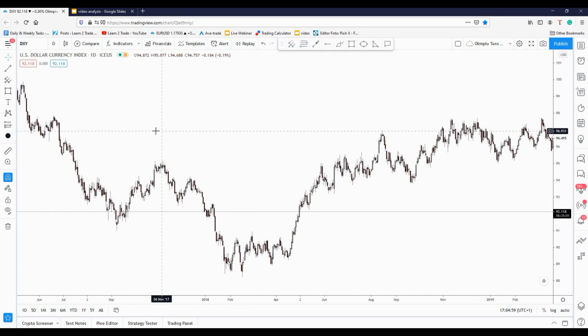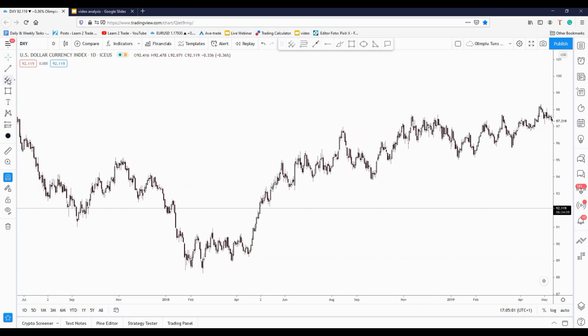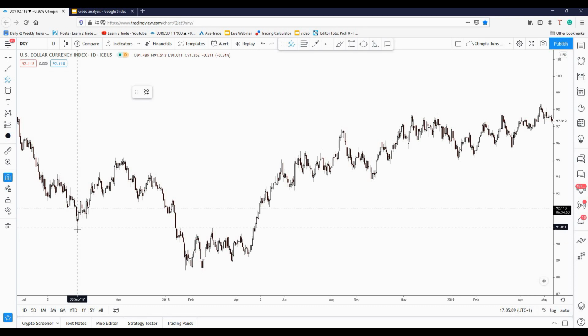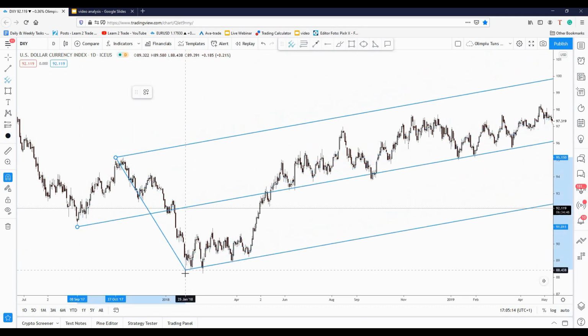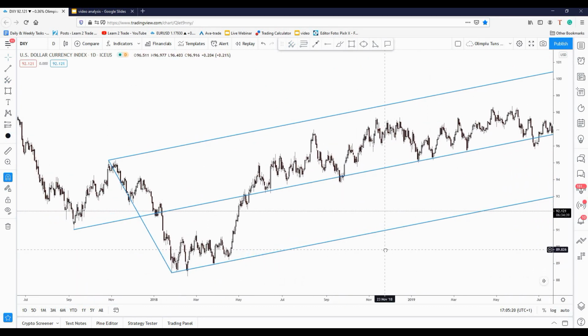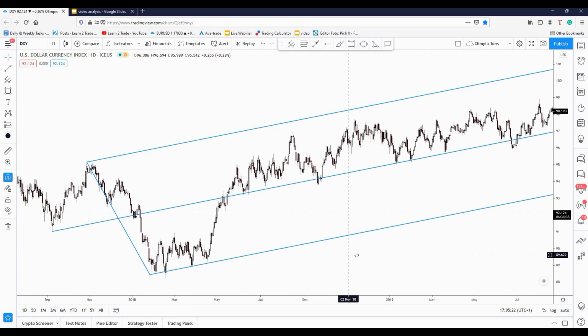So all you have to do is to go here on the left and select Pitchfork. Select 3 points, 3 pivot points, and then the platform draws the ascending pitchfork.